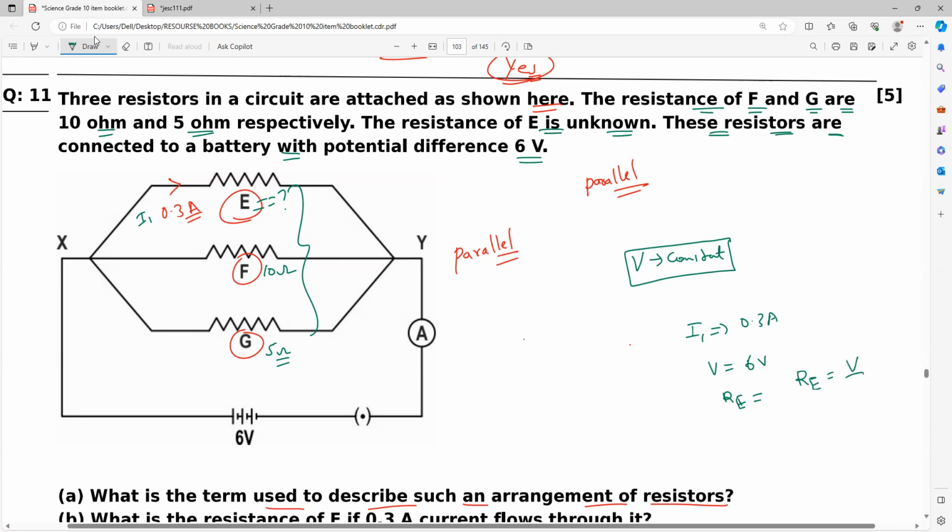So what is the formula? RE is equal to V divided by I1. Am I right, everybody? 6 divided by 0.3. Can you tell me what the resistance is? Make it quick. 6 divided by 0.3, 60 divided by 3, which is equal to 20. Very good. That's it.